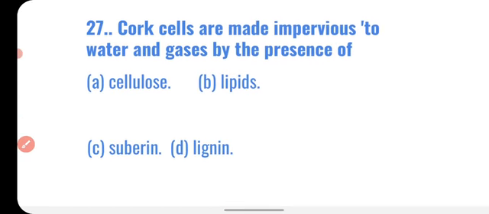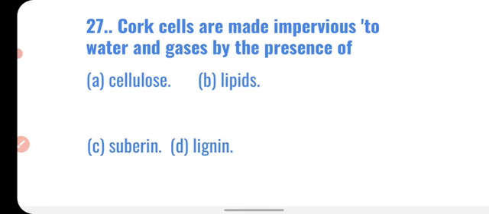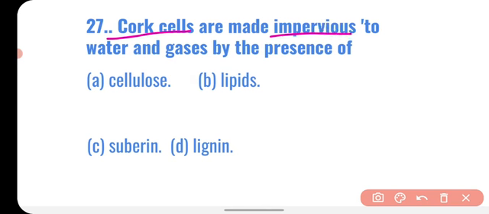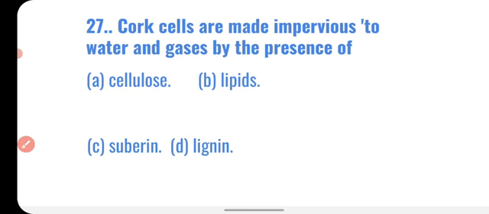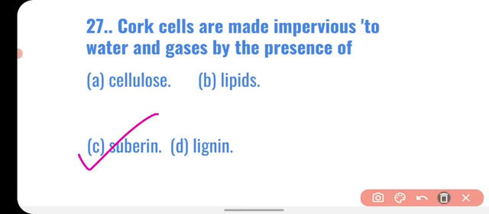Question number 7. Cork cells are made impervious to water and gases by the presence of... The cork cells which are found in the bark become impervious to water and gas by the presence of a substance called suberin. The cells of the bark of the tree contain the substance called suberin that blocks the passage of water and gas. So the correct option is suberin.